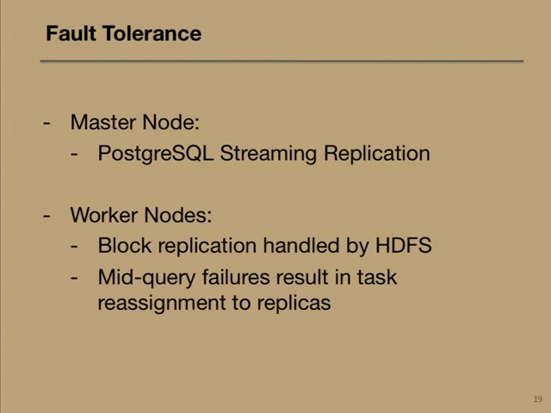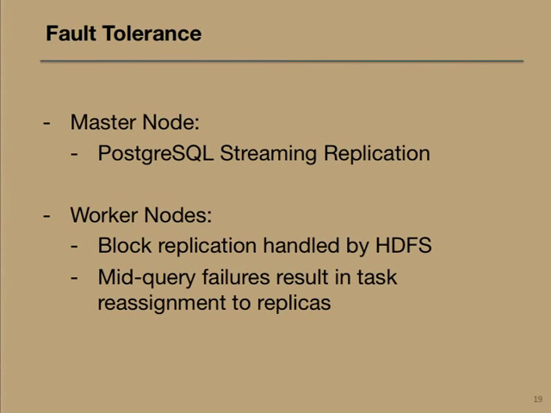Another thing that's worth mentioning is fault tolerance. Our solution to fault tolerance can quickly be summarized by saying that we're basically leveraging the best features of the two platforms that we're building on top of, Hadoop and PostgreSQL. So what happens if the master node fails? Well, we take advantage of PostgreSQL streaming replication to make sure that the table metadata is copied over to a hot standby, and that solves the problem at the master node level.